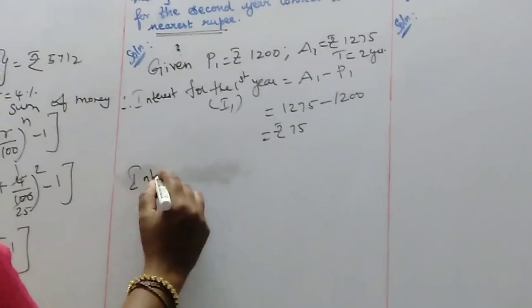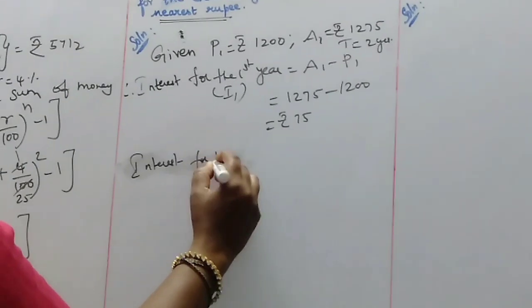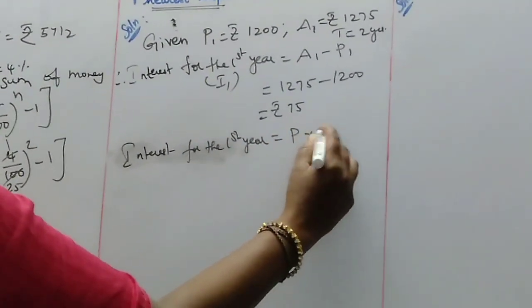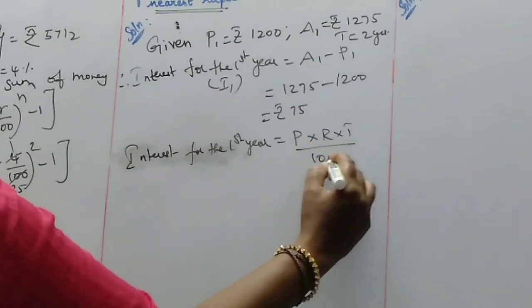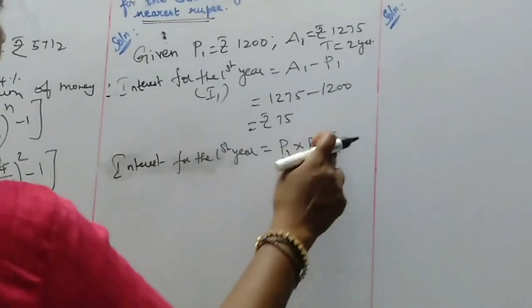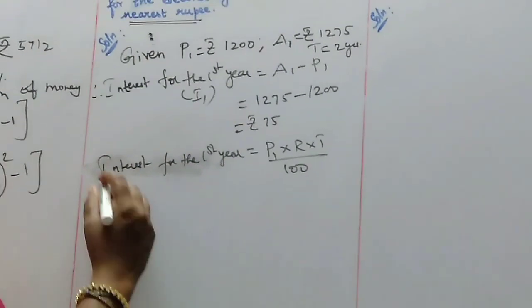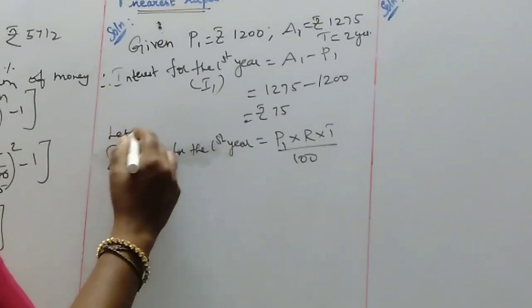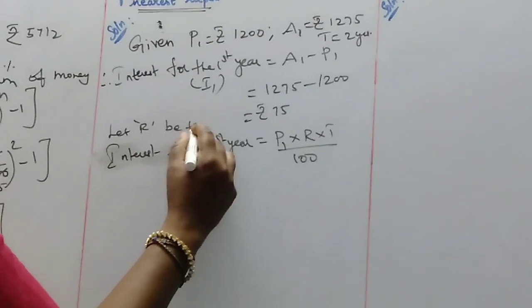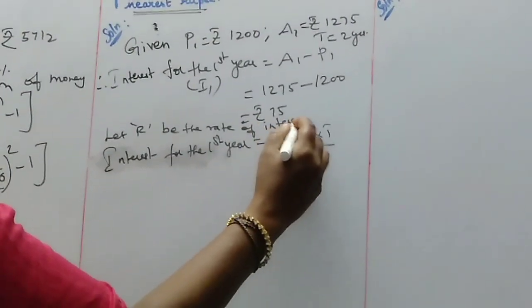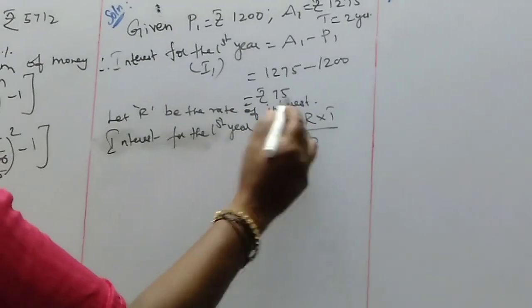That is the interest for the first year formula. What is it? P into R into T by 100. This is for the first 1 year. The rate of interest we don't know, so we are assuming that let R be the rate of interest. Assumption is most important.